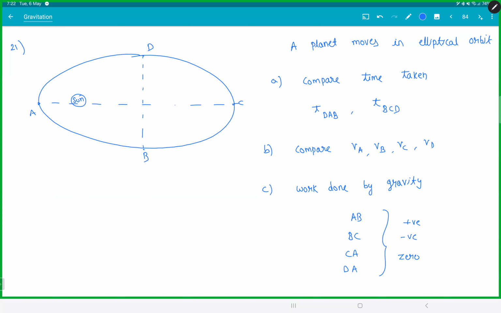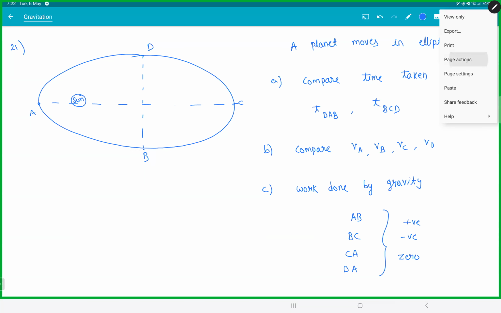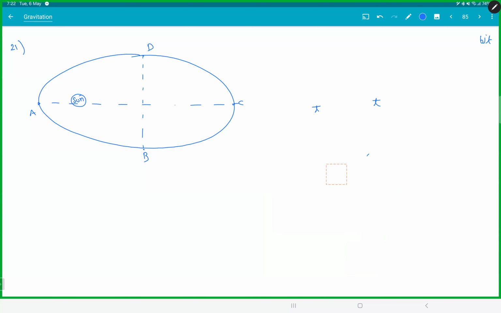Let's see. Now, the most common mistake that people make is thinking BCD and ADB have equal areas. You're forgetting something. The area is not measured from the center. The area is measured from the sun. So when you say DBC, we are talking about this area, the area swept by the radius vector. And when you go from D to B, we are looking at this area. Is that clear, everyone?